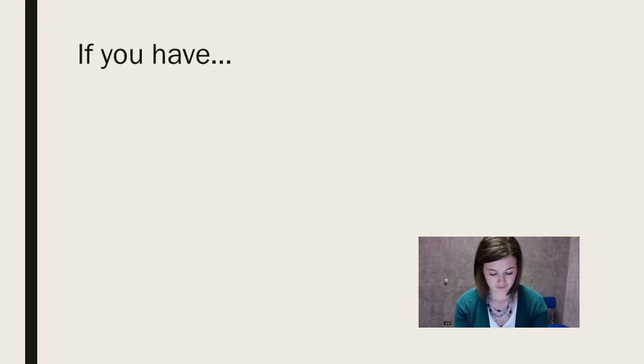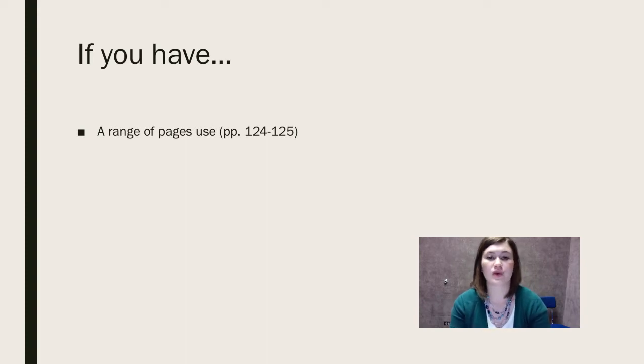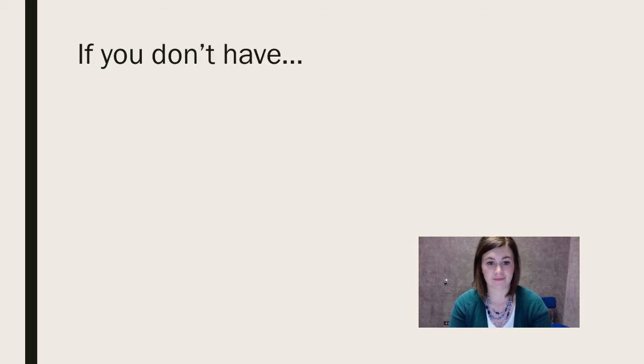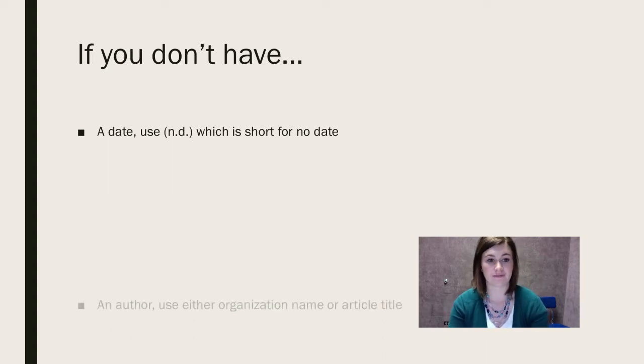If you have a range of pages, remember to use the double P, period, and then the range of pages. Remember that it's a hyphen in between those, not a dash or an em dash. If you have a paragraph number, use para, period, and then the paragraph number. If you don't have a date, use ND, which is short for no date. Note the period after N and the period after D. Those are included in your in-text citation.